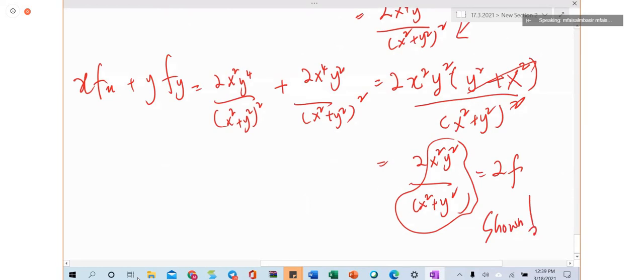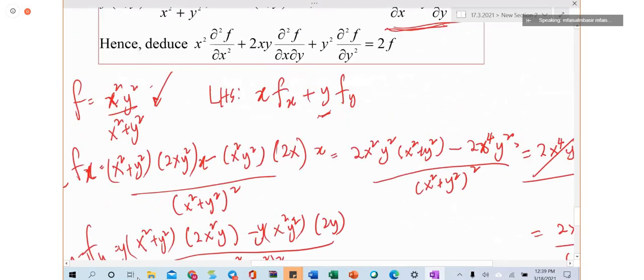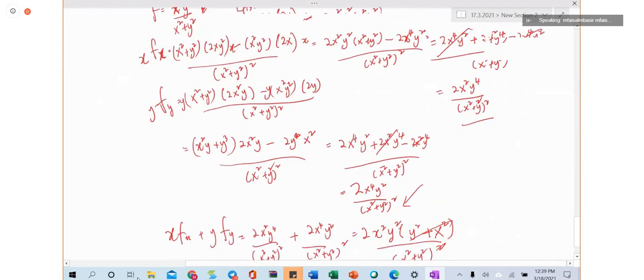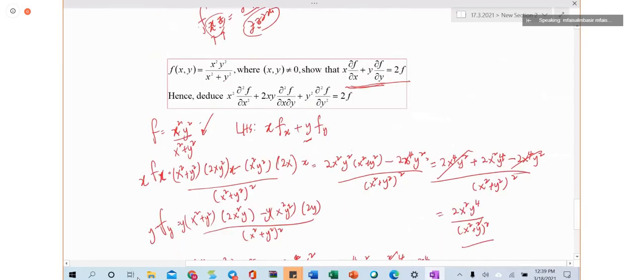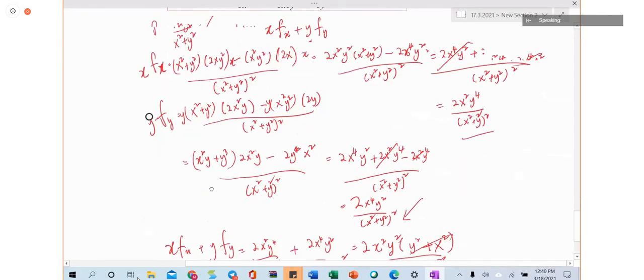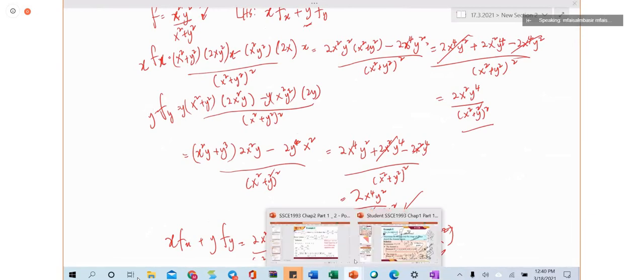Okay. Can you see? Can everyone see it? So I think this is one of the tedious works. Okay.